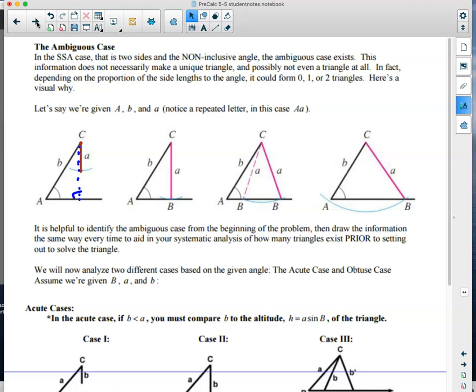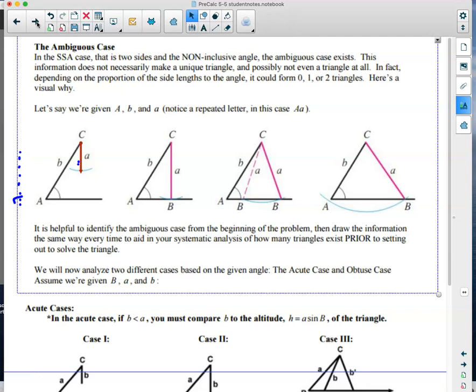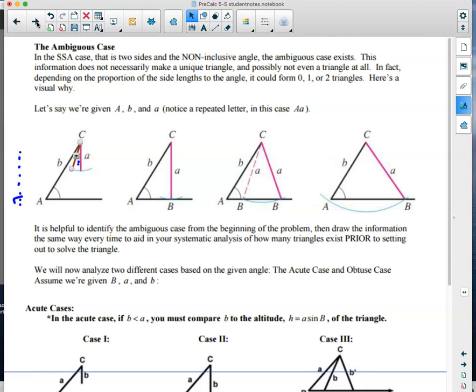I mean, if this is the length that I'm supposed to use, and all I can do is just swing it back and forth, it's never going to reach the base. So it's never going to form a triangle. It's just going to be a bunch of segments and an angle hanging out there in space. There's no way to get a two-dimensional object out of it.